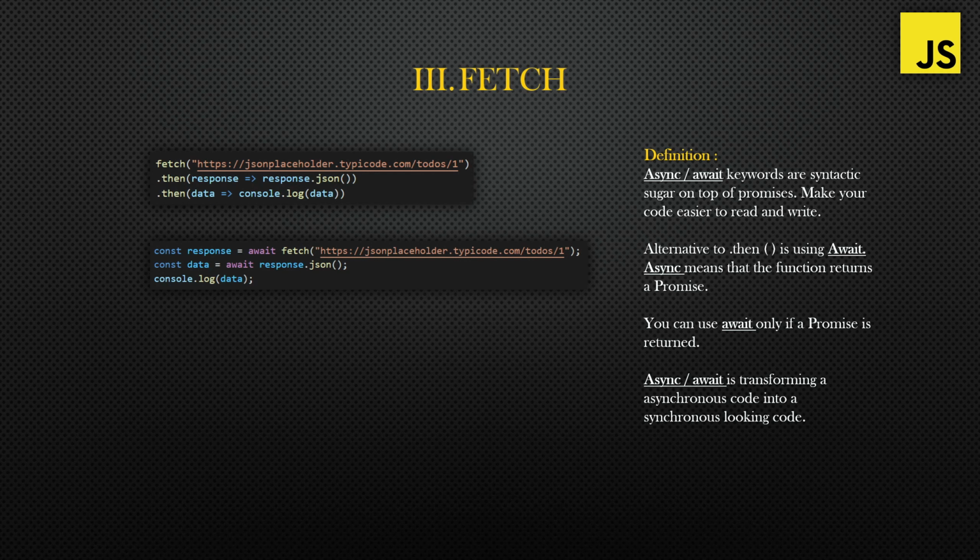There is an alternative notation using async and await. The goal here is to transform an asynchronous call into synchronous looking code. So you are going to use the await keyword. You can only use await if a promise is returned. This will be the case with fetch. So the variable response will wait for the fetch request to be completed. Then the variable data will wait for the response and will parse the JSON string into a JavaScript object. And then you will console log the information.